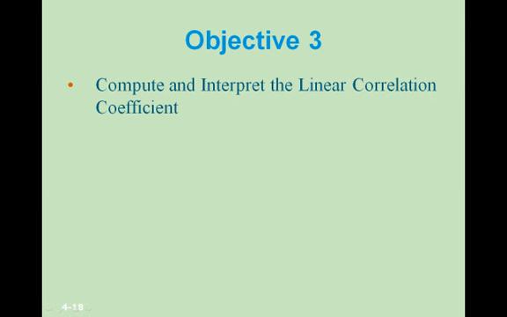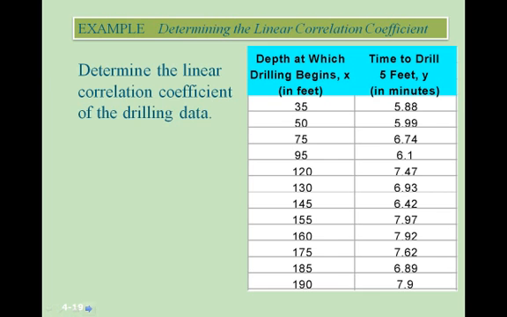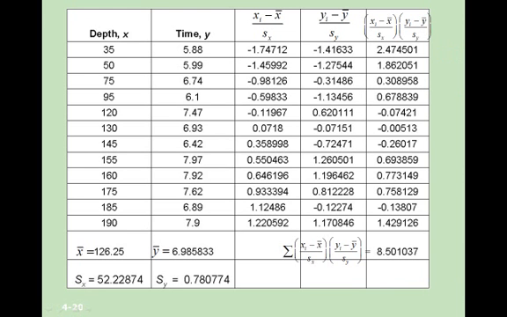Objective 3. Compute and interpret the linear correlation coefficient. In this example, we're going to look back at our drilling data from the first example, and we want to determine the linear correlation coefficient, or R. First, we look at doing it by hand. We'll use the calculator to help us out with some of the values.